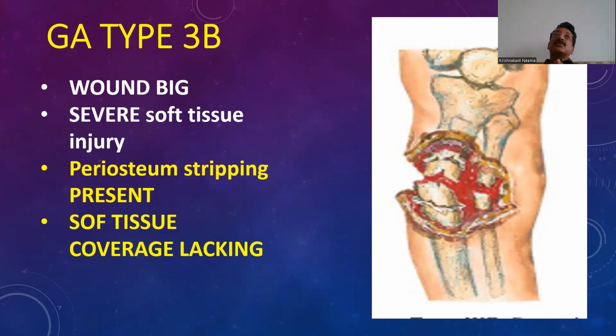So Gustilo-Anderson, GA type 3B is a fracture, a breach in the continuity of bone, a compound fracture, with a wound over the fracture site. Type 3, because the periosteum is damaged and there is severe soft tissue injury, and type 3B, because there is not adequate soft tissue coverage over the fracture site.